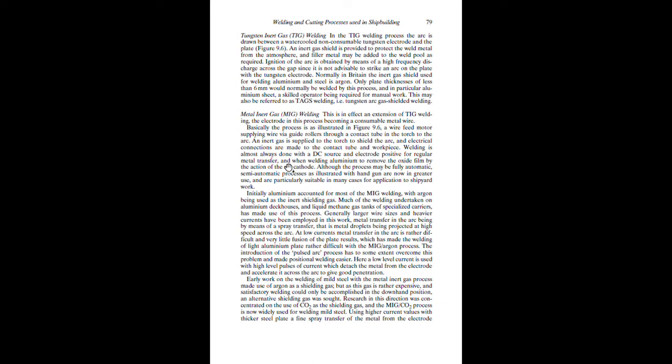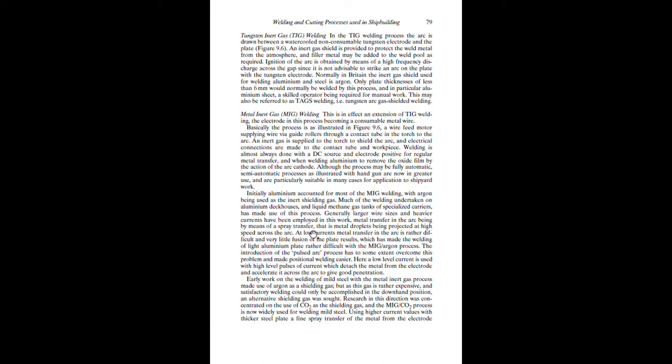Welding is almost always done with a DC source and electrode positive for regular metal transfer, and when welding aluminium, to remove the oxide film by the action of the arc cathode. Although the process may be fully automatic, semi-automatic processes as illustrated with the handgun are now in greater use and are particularly suitable in many cases for applications to shipyard work.